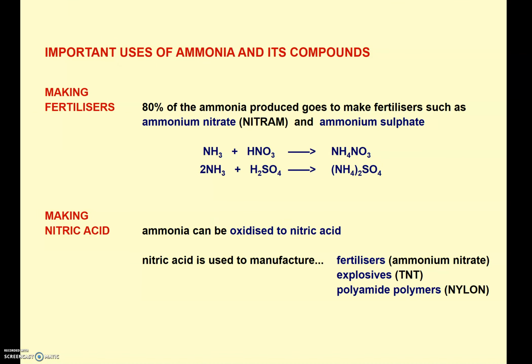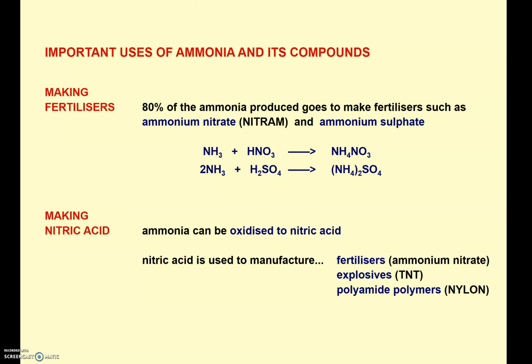So these are some of the uses of ammonia. Making fertilizers. For farmers, ammonia is very important for them to fertilize their land, to grow their crops, to feed their animals. Ammonium nitrate and ammonium sulfate are two of the fertilizers they use, and also you can make nitric acid. It can be oxidized to form nitric acid.